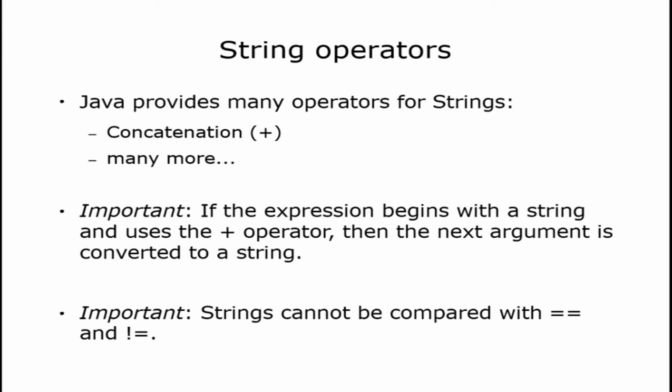If the expression begins with a string and uses the plus operator, then the next argument is converted to a string and then combined with the string before. Also remember that strings cannot be compared with relational operators, which are the equal and not equal signs, because they are not characters or integers. There's another way that we are going to compare strings. I'm going to show you with a few examples.